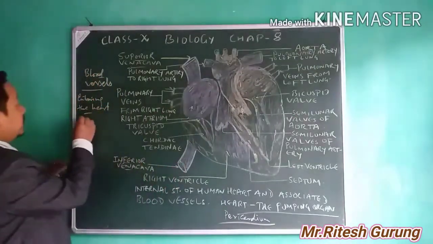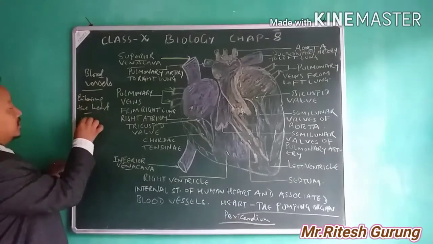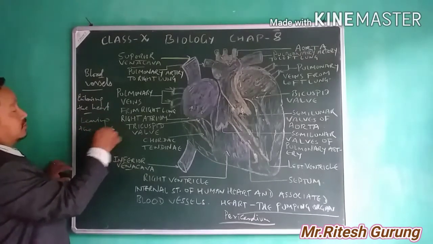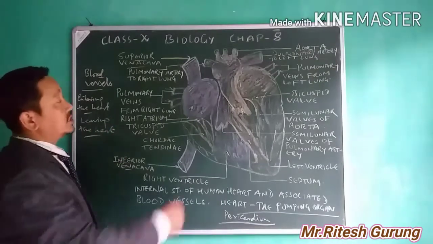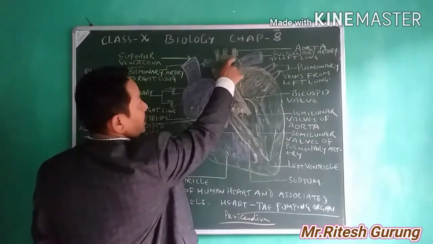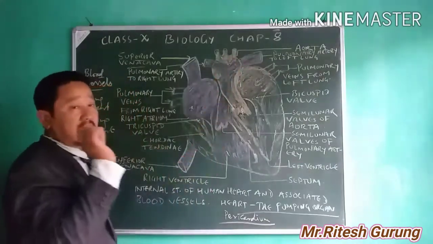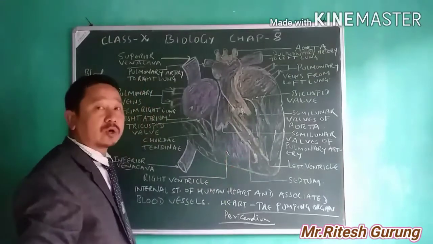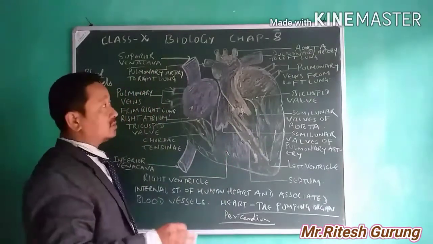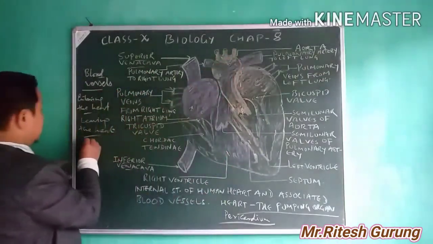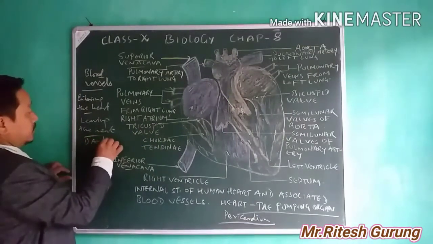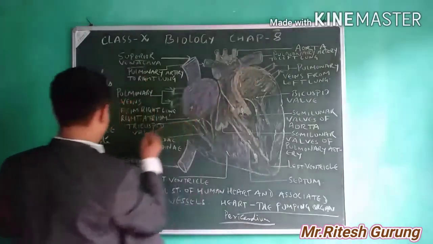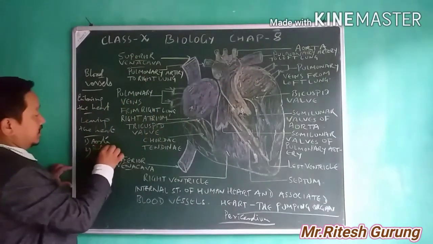Then, blood vessels leaving the heart. Which are the blood vessels leaving the heart? These are the ones here. Your aorta, the largest artery, from the left ventricle with the pure blood to the different parts of the body. It is also going out. Then what is there? Your pulmonary artery.